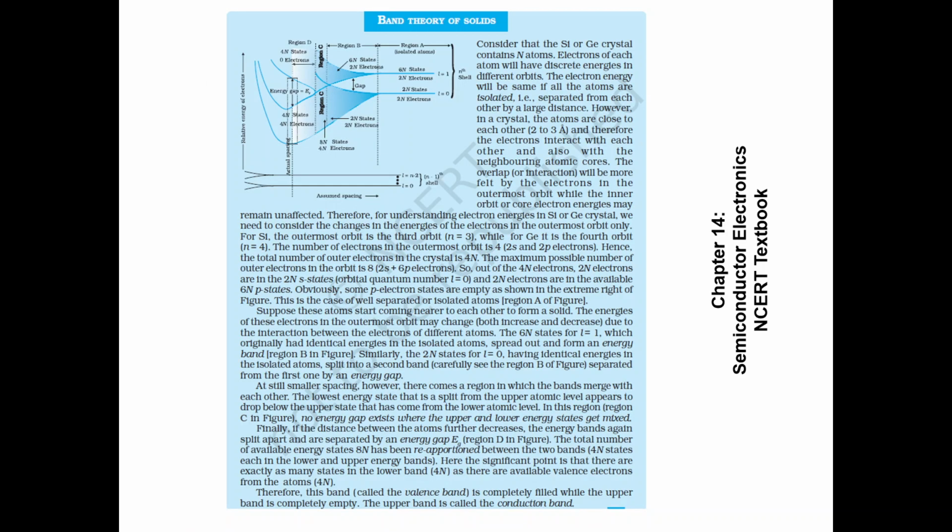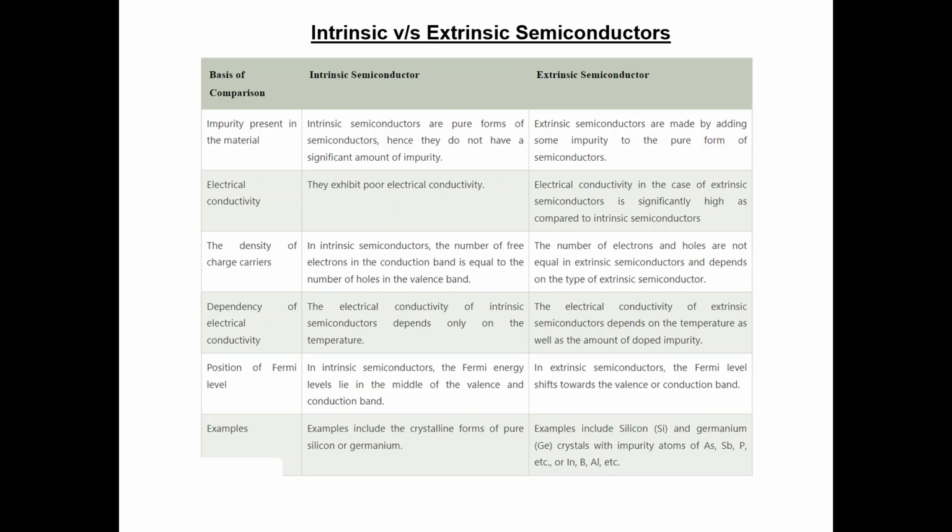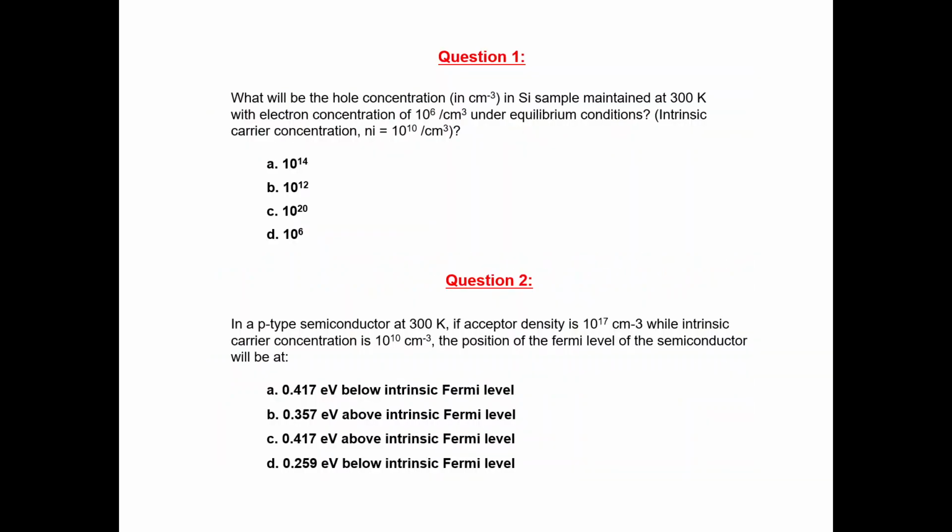I have first of all discussed the general introduction of the band theories, how the conduction band and the valence band come into the picture, and how on the basis of these bands we define metals, insulators and semiconductors. And then I have given a quick review, just for understanding, of the differences between intrinsic and extrinsic semiconductors. And then I have tried to solve some questions.